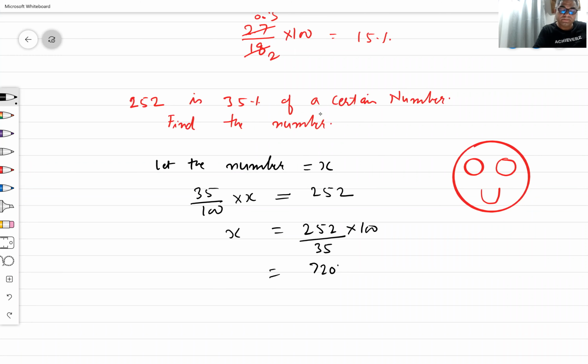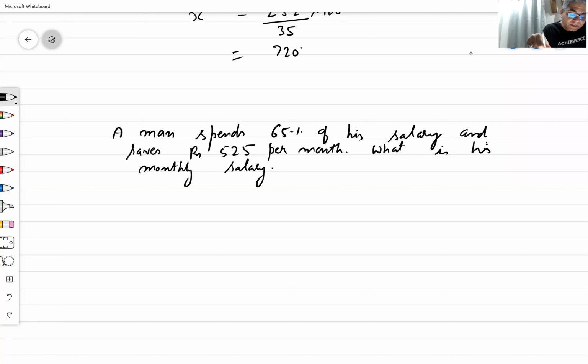All right, the question is: a man spends 65% of his salary and saves rupees 525 per month. What is his monthly salary? Sanya, in place of rupees, you can consider it as dollars, right? So please solve.